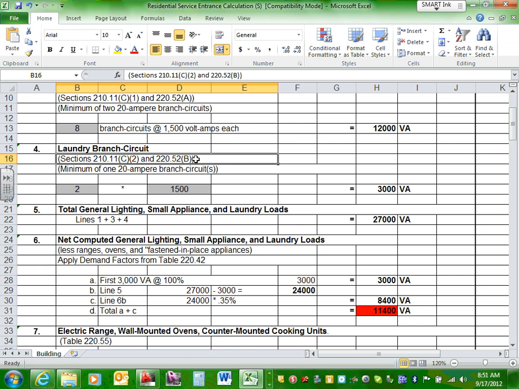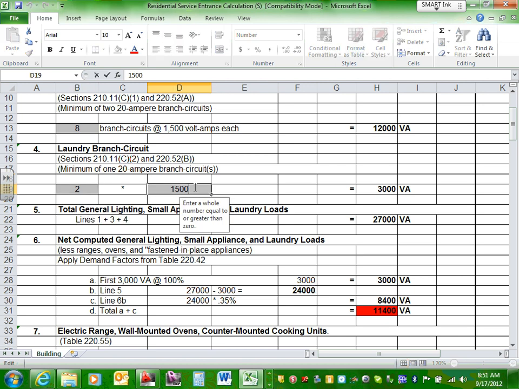So first you need a branch circuit. Second, every branch circuit, you have to give it 1500 volt-amps. So how many branch circuits for the laundry do we have? Remember, for the apartment building, the apartments did not have a laundry. We have a common laundry. Now that's where you use your judgment. I did two circuits. Why? Remember we had two washing machines there, so I assigned a circuit for every washing machine. I put two here, multiply by 1500, and that gives me 3000.